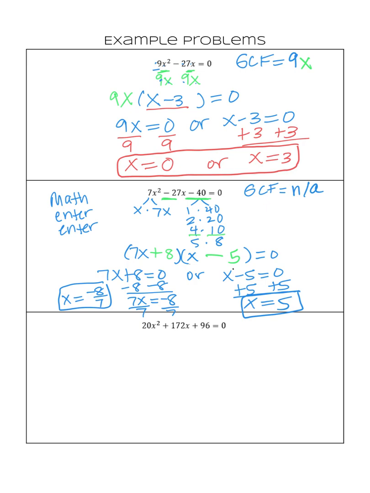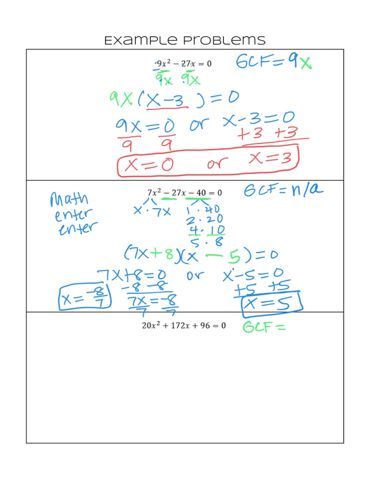Okay, last example, example number 6. 20x squared plus 172x plus 96 is equal to 0. Okay, I'm thinking there's going to be a greatest common factor because all of these numbers are pretty large. I can tell that 20 doesn't go into all three terms, so I'm going to need a number smaller than 20. I know 2 will definitely go into all three because they're all even numbers, but I think there might be a bigger one.